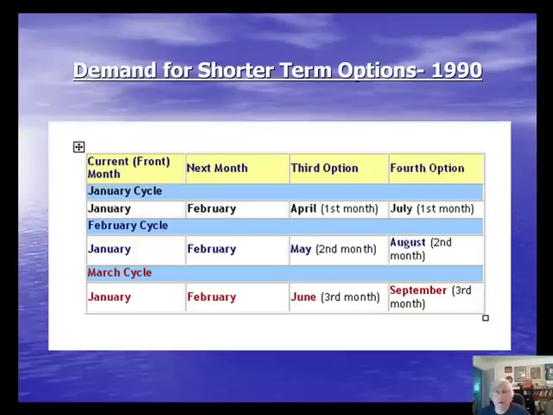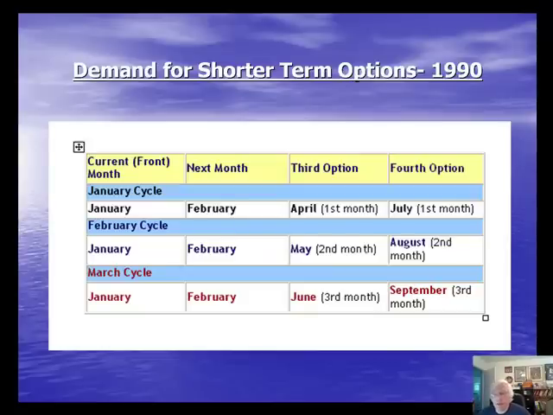Securities assigned to the February cycle, again, would have the front month January, the next month February, and then the second month of the next 2 quarters, that being May and August. And finally, securities assigned to the March cycle would have options available in the current month January and the next month February, and then the third month of the next 2 cycles, June and September.